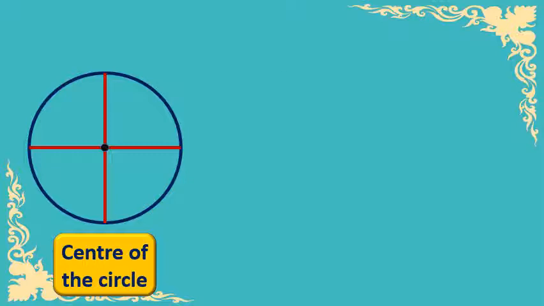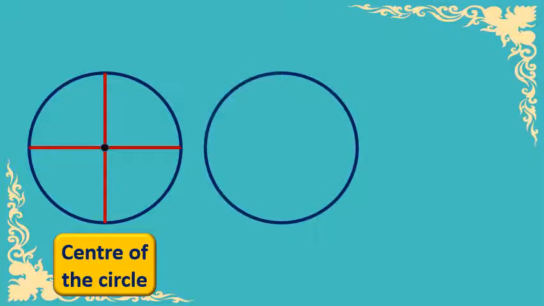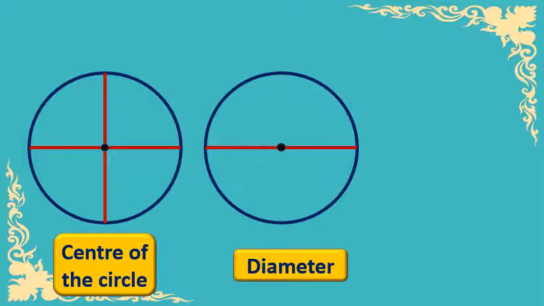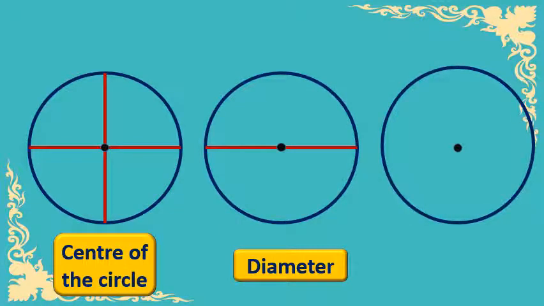Got this? Yeah. One more. You have to tell me what this is. Yes, very good. That is the diameter of the circle. And what is this? See here.